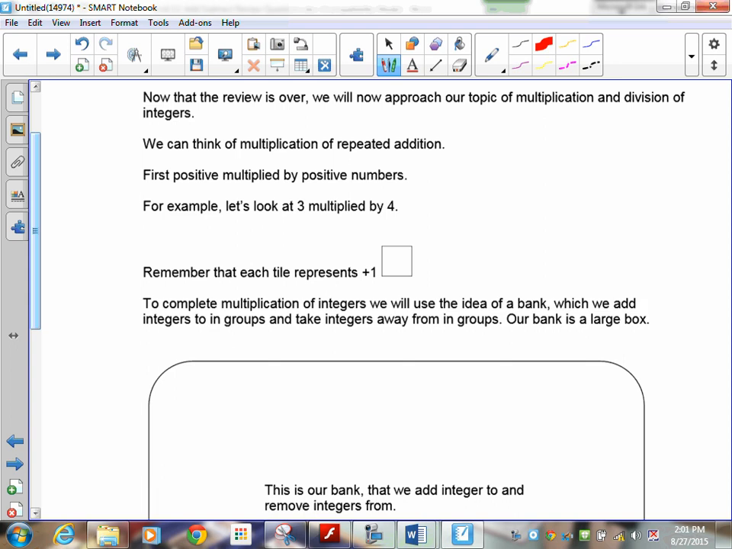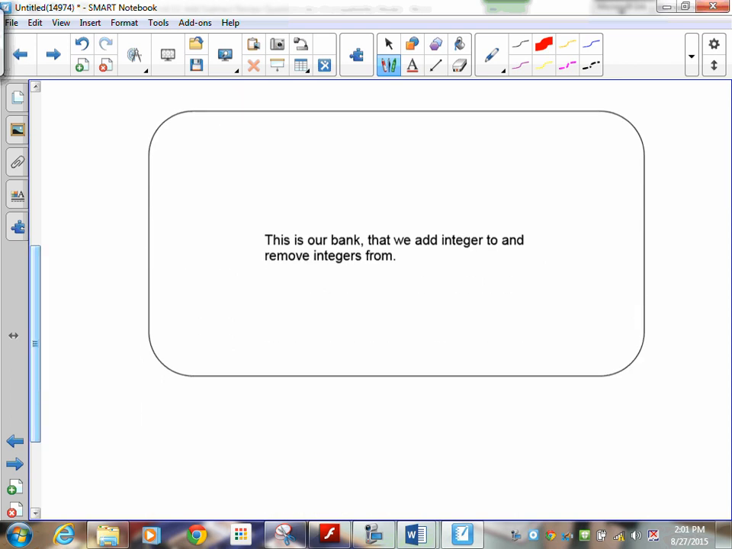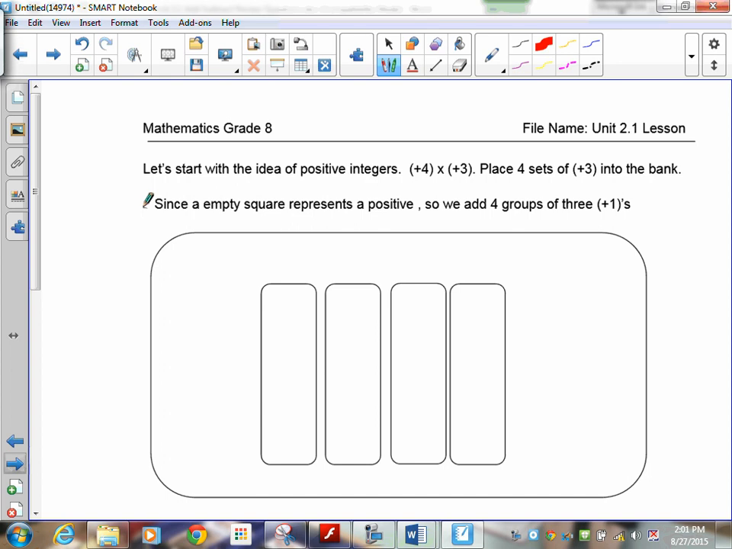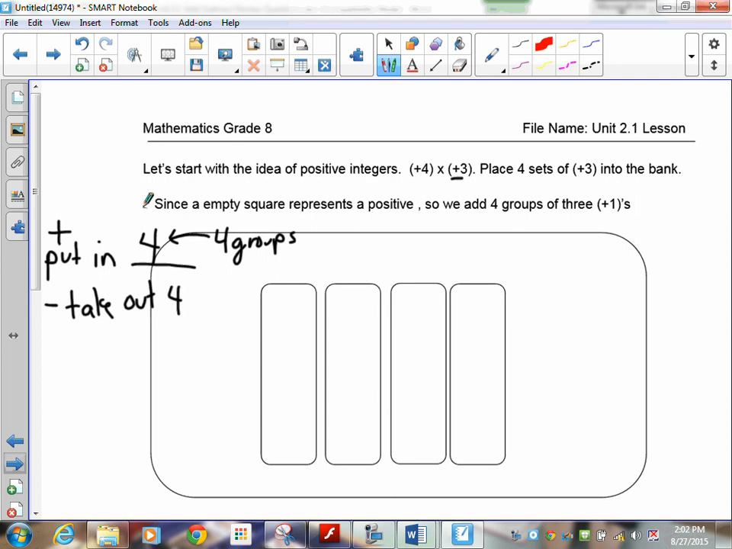Our bank is basically a large box, as I've shown you here. There's your bank. It's what we're going to work inside. Okay? Now, there's some things you have to understand. First off, if you see a positive, it means put in. If it starts with a negative, it means take out. Now, the number that you get here, if it's positive 4, this means 4 groups. And then it gives you the next one, 4 groups of positive 3. The negative would be take out 4 groups of 5, whatever answer they've given you.